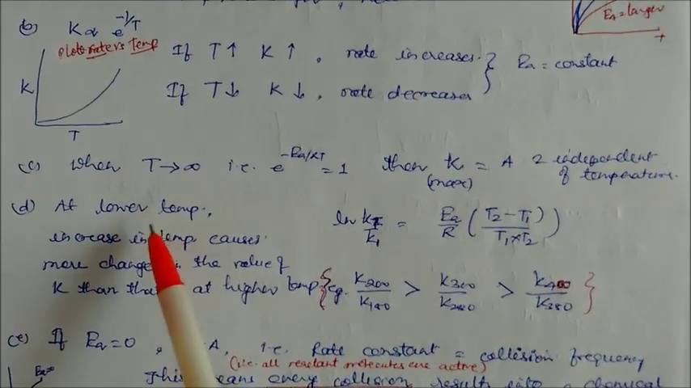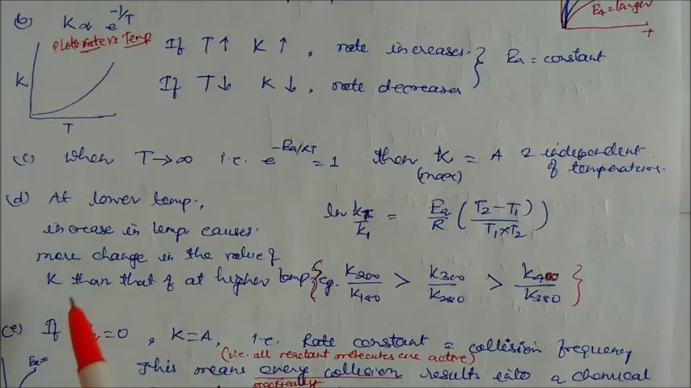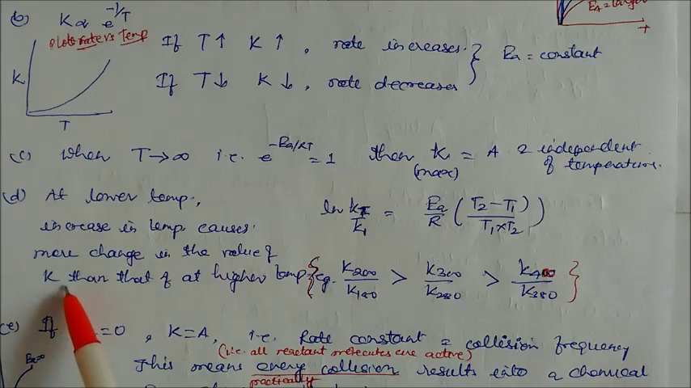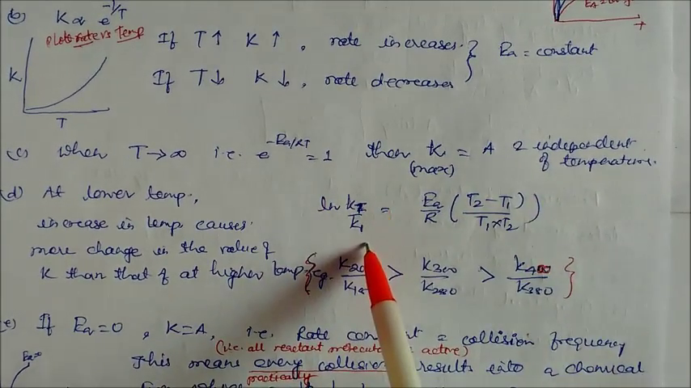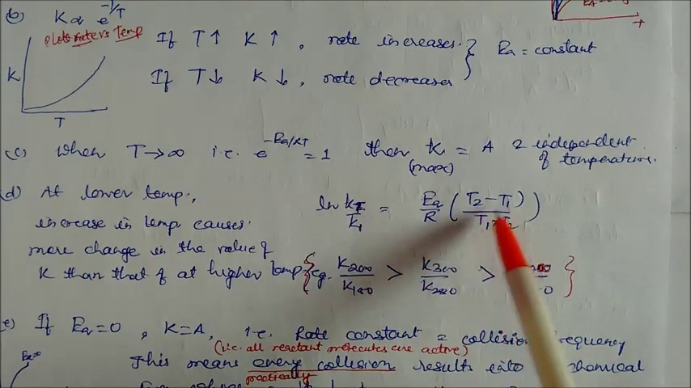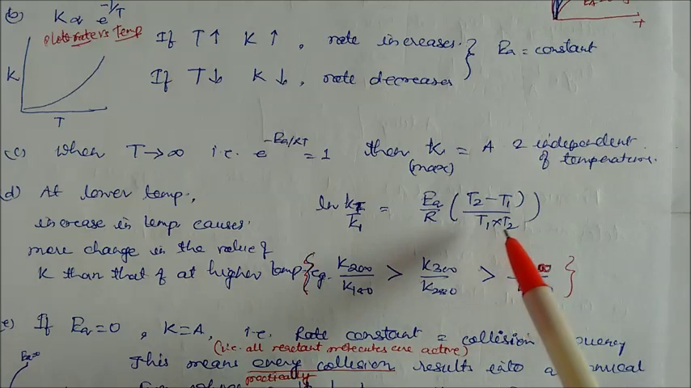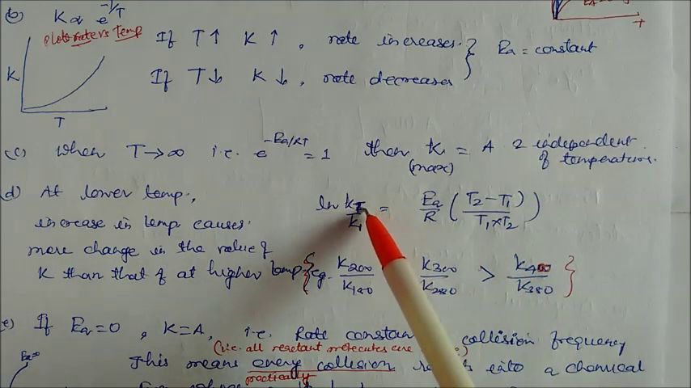If you take the lower temperature, the increase in temperature causes more change in the value of K than at the higher temperature. Means at lower temperature, the change in K will be higher than at higher temperature. So from this equation, K2 by K1, if you decrease the temperature, the ratio of K2 by K1 will be higher. If you increase T1 to T2 by 10 or 20 degree centigrade, the ratio of K higher by lower value will decrease.